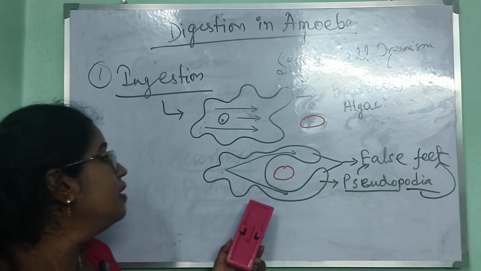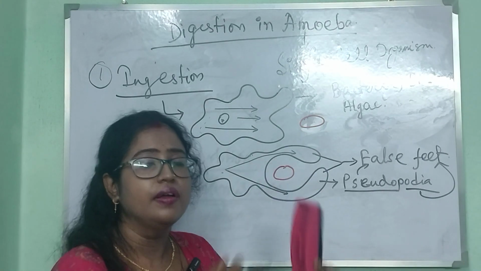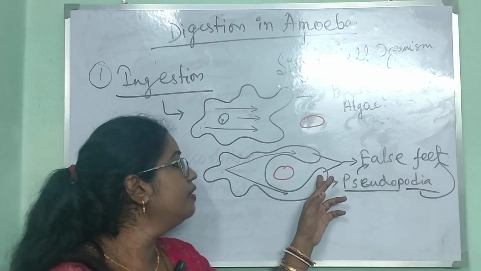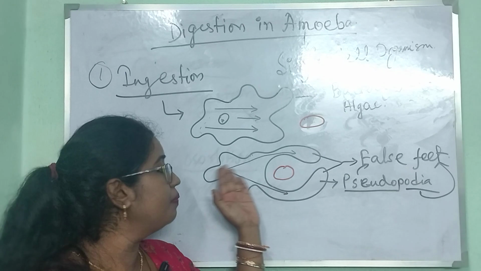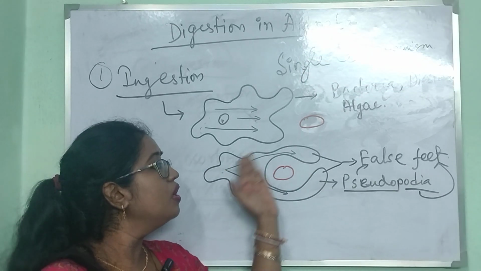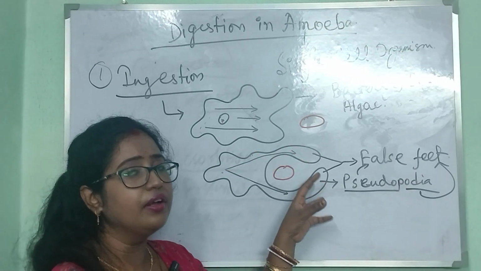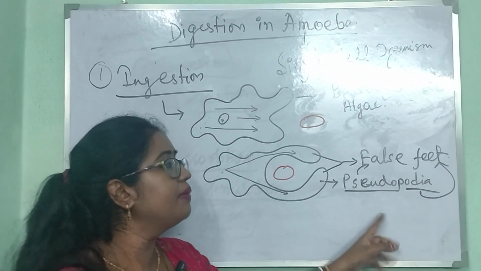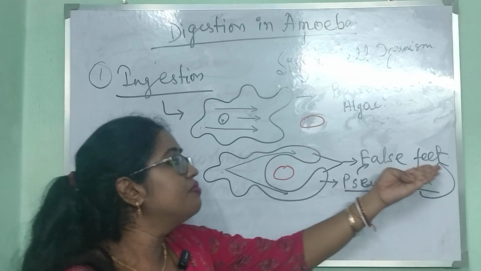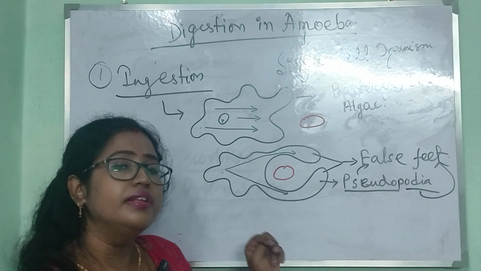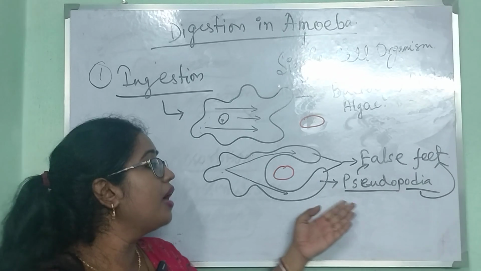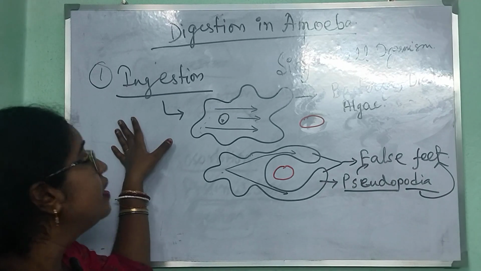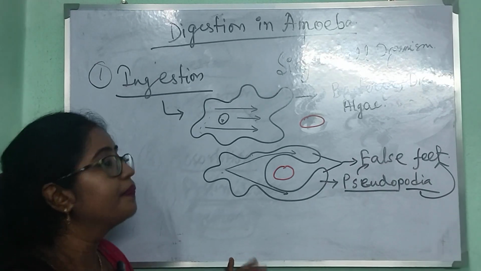So they cover up the food material by flowing their cytoplasm from posterior side to anterior side to engulf the food material, and they develop finger-like projections that resemble false feet, and these are known as pseudopodia. So this is the ingestion process in amoeba.